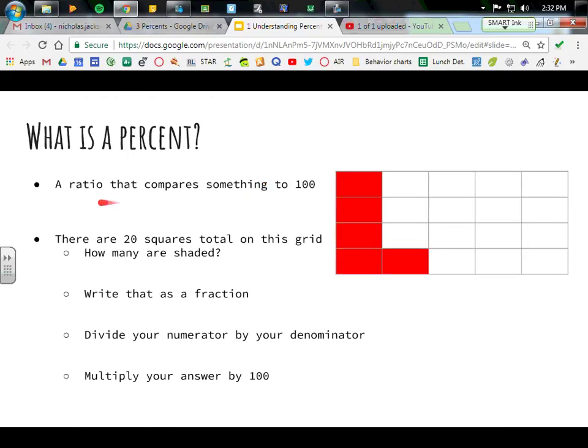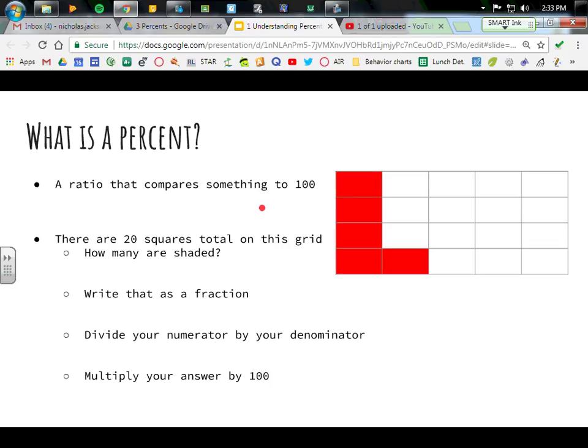Well, a percent is a ratio that compares something to 100. So if you got an 85% on your test, that means that out of every 100 problems on your test, you got 85 of them right. There might not have been 100 questions on your test, so that comes out to something that is proportionate. Whatever you got right on your test is proportionate to 85 out of 100.